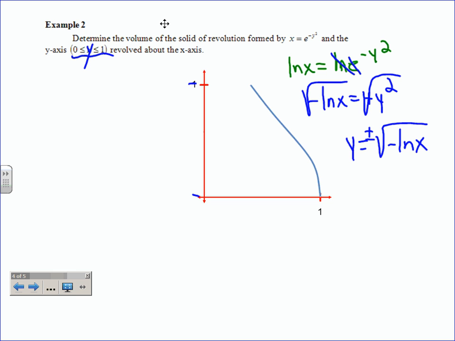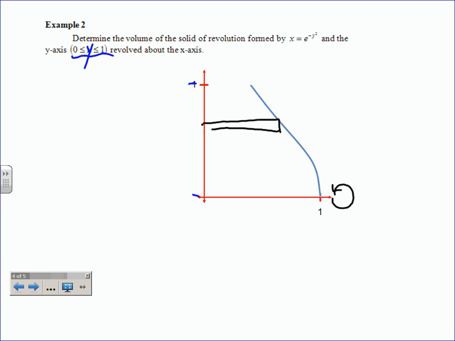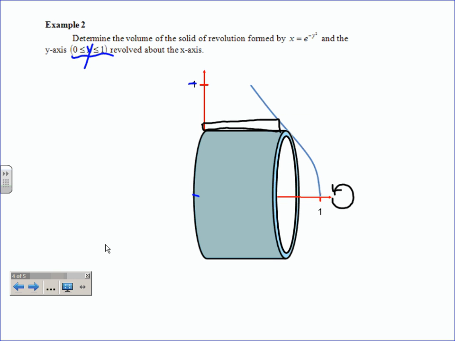Okay? Now I am going to ask you to revolve it around the x-axis. So which way should my rectangle go? Horizontal or vertical if we're using shell? Horizontal because you have to go parallel. Okay. So it will look something like that.